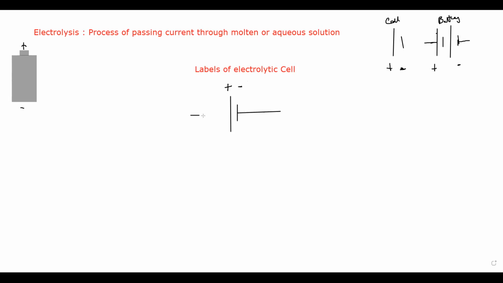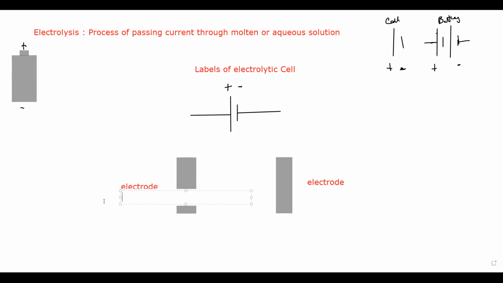So first we have a battery or a cell. Then this cell or battery is connected to two plates which are known as electrodes. This plate is an electrode, and the other one is also known as an electrode. And which material are these electrodes normally made of?